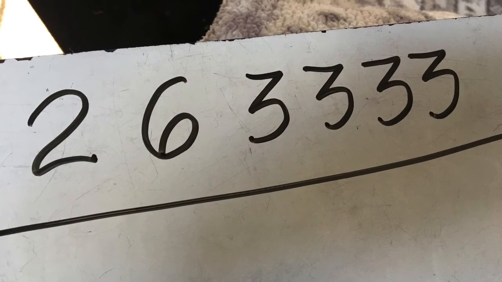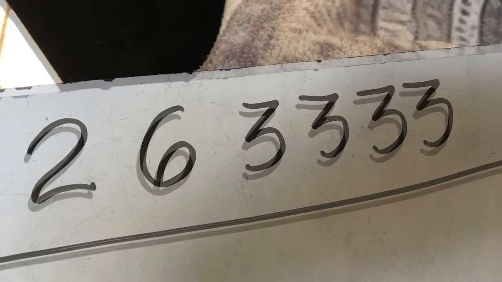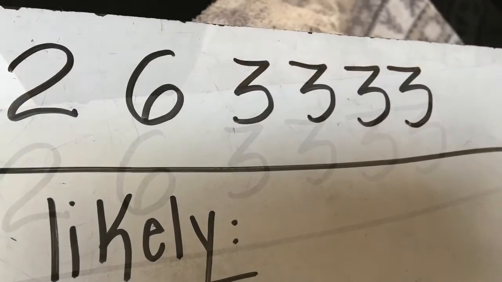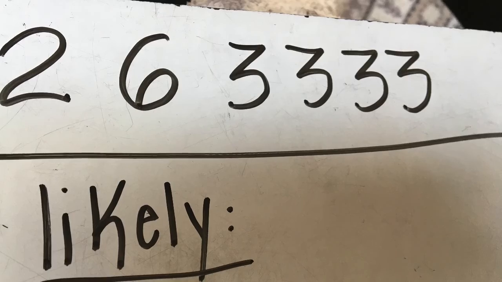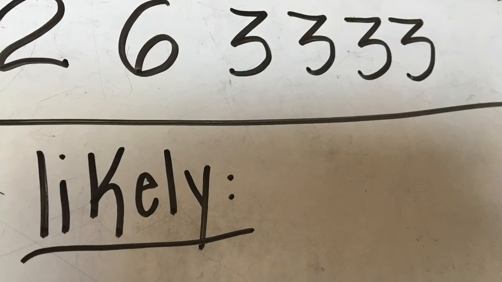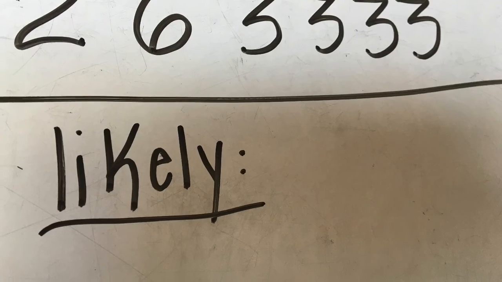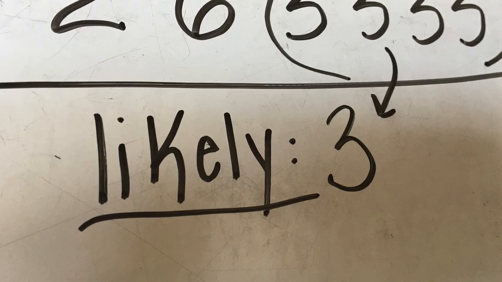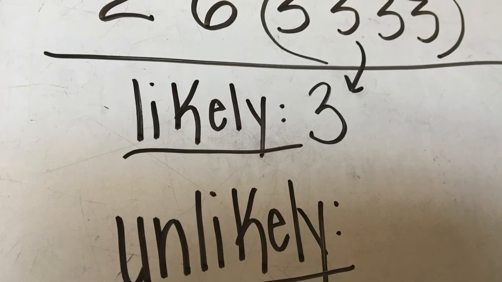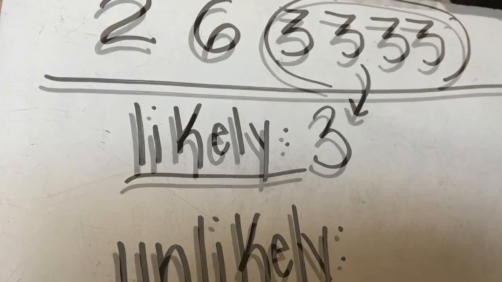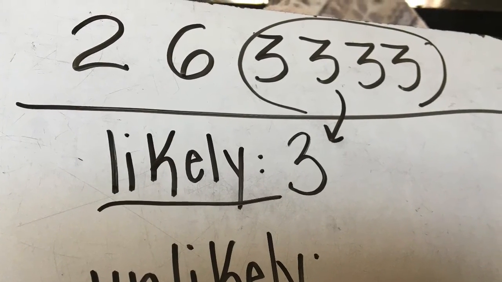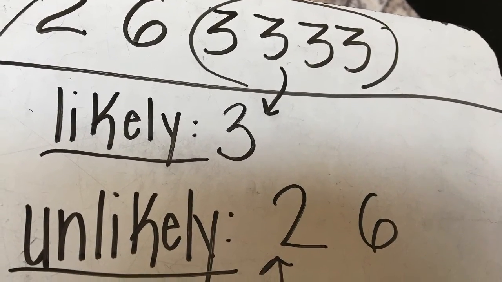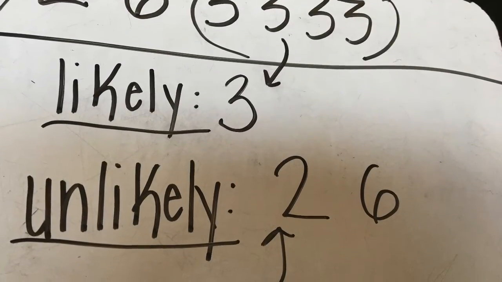On Odysseyware, you may click on the video to see an example of the cube of the die. However, I have written down the numbers at the top of the board. 2, 6, 3, 3, 3, 3. We can see that it is likely that they are going to roll a 3 since there are 4 3s. It is unlikely that they are going to roll a 2 or a 6 since there is only 1 2 and there is only 1 6.